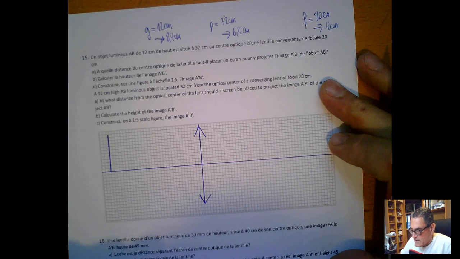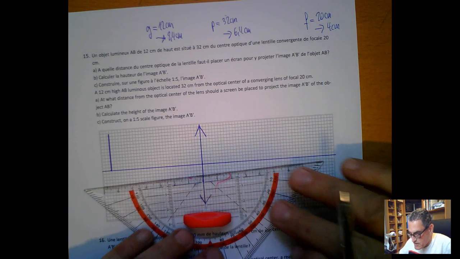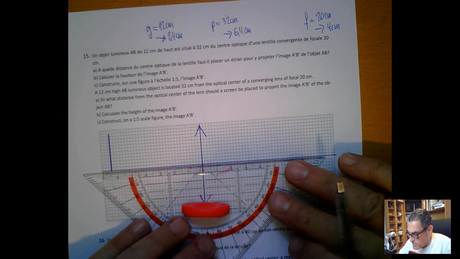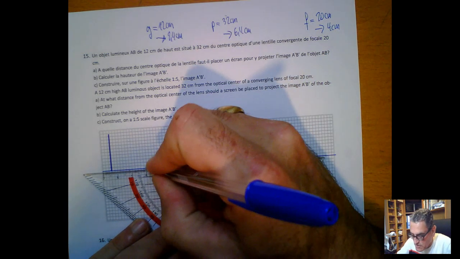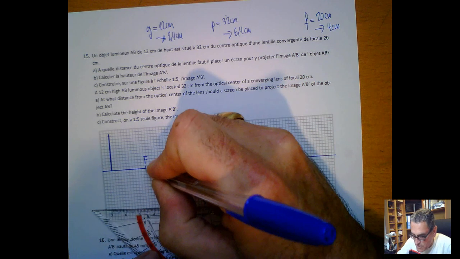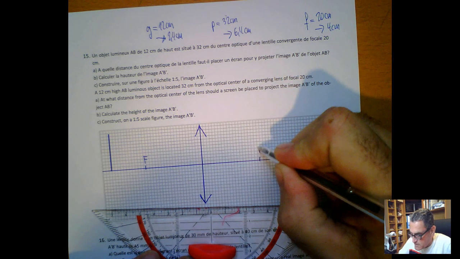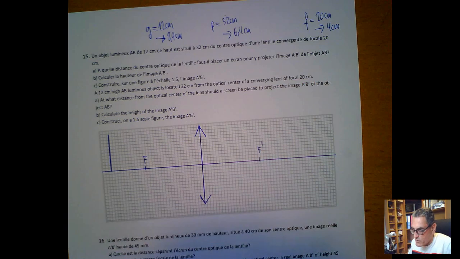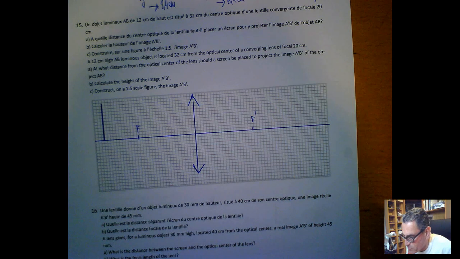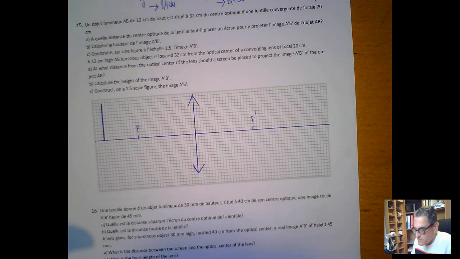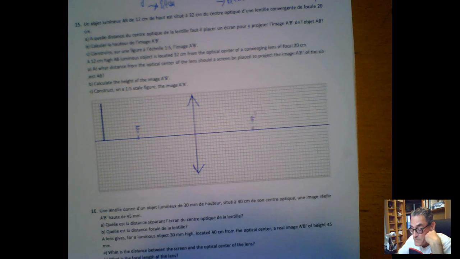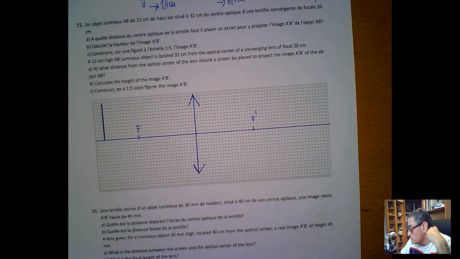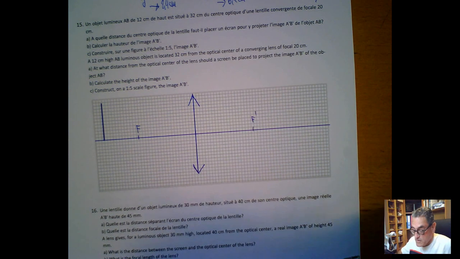This converging lens has a focal length of 4 centimeters in reduced dimensions, so it's here and here. This is f and this is f prime. Once you have read the problem statement properly, a good part of the job is done. Now we need to construct the image, so you know how to do that.